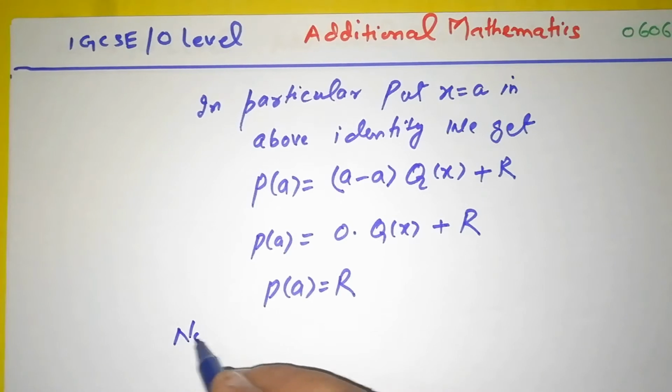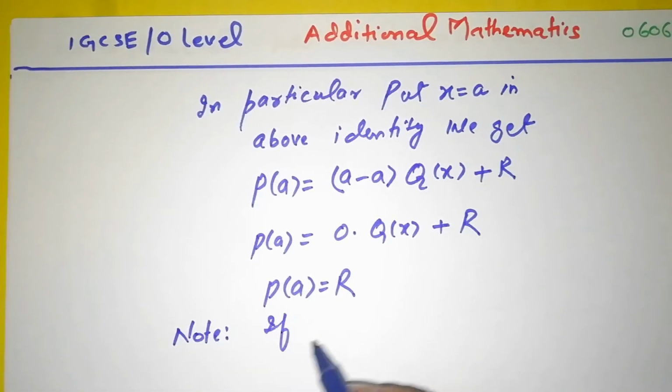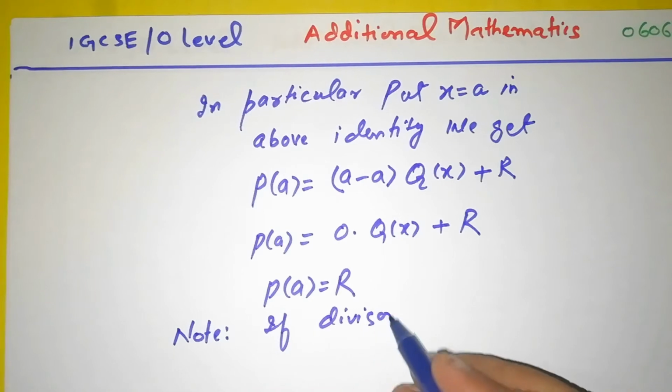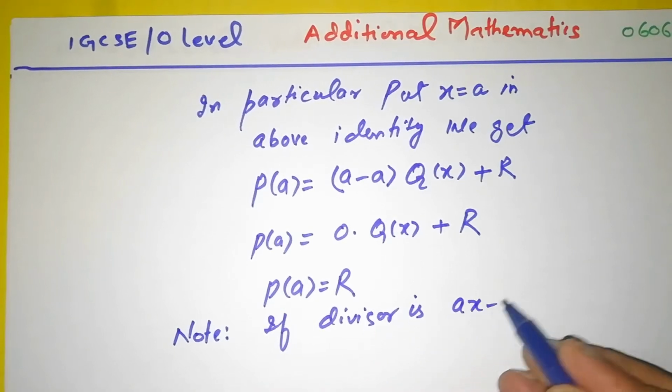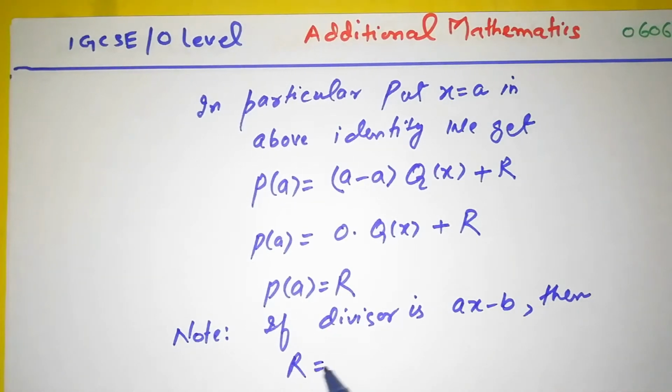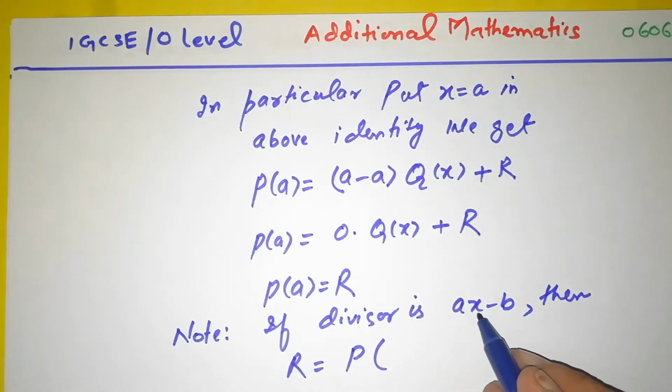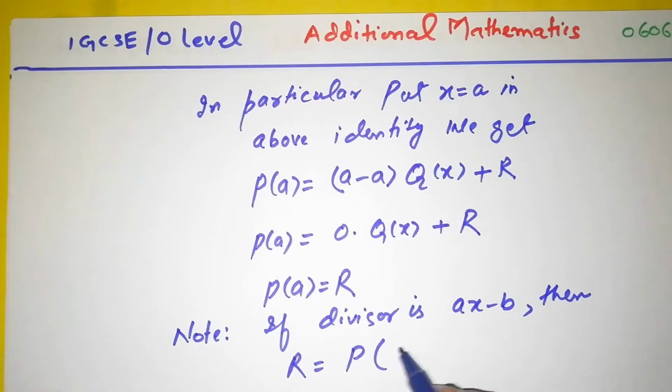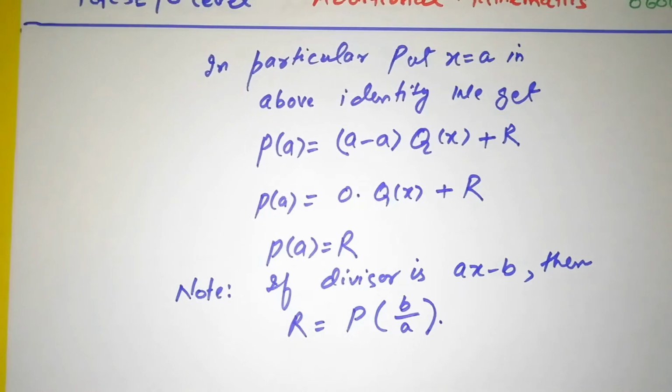Note, if the divisor is ax minus b, then the remainder is p(b/a). From here you see we get the value of x, that is b divided by a. Students, if the divisor is also a binomial but written in terms of ax minus b, then the remainder is this one.